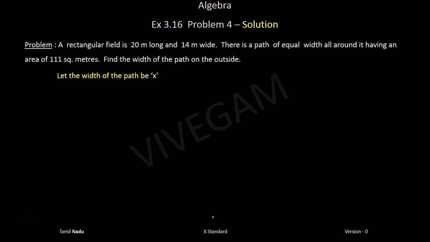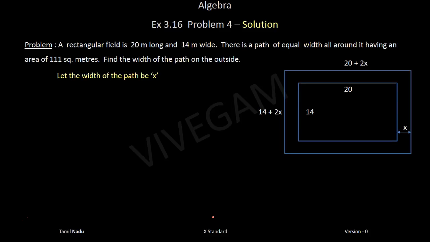The solution. So let the width of the path be x, and this is our figure. The inner rectangle is this 20 by 14. The outer rectangle is 20 plus x this side and x this side, so it will become 20 plus 2x. Similarly, the breadth will be 14 plus x this side and x this side, so it will become 14 plus 2x.